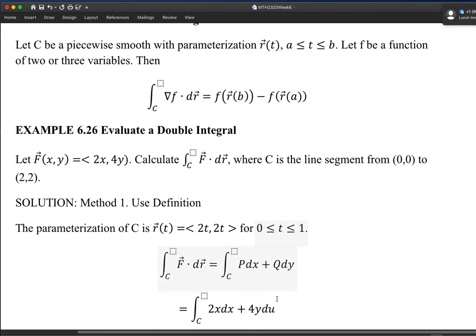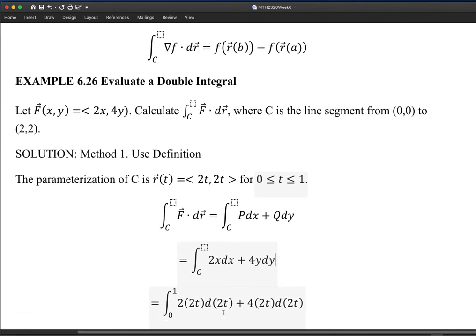P is 2x, so I put 2x there. Q is 4y. Actually, this is 4y, not a full PQ dy. And don't take it for granted that there are two integrals. It's a single one combined together. You cannot say x is running from 0 to 2 and y is running from 0 to 2 independently. X and y are related.